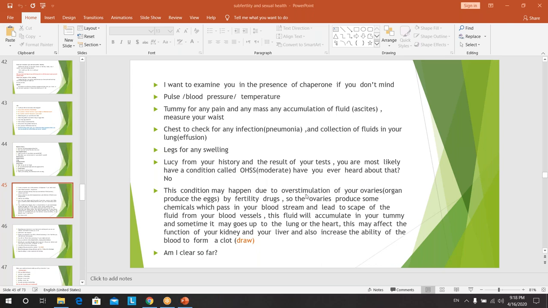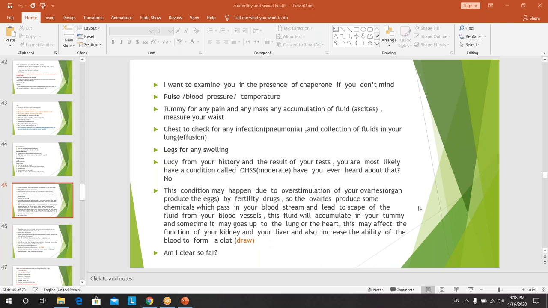This is overstimulation, or over-response, of your ovary. The ovary is the organ which produces the egg. It is overstimulated by fertility drugs. So the ovary produces large amounts of chemicals which pass into the bloodstream and lead to escape of fluid from your blood vessels. This fluid accumulates in your tummy, may go up to your lung, may go up to your heart, and this may affect the function of your kidney and your liver, and also increase the tendency of the blood to coagulate or clot. This is from the patient information leaflet.